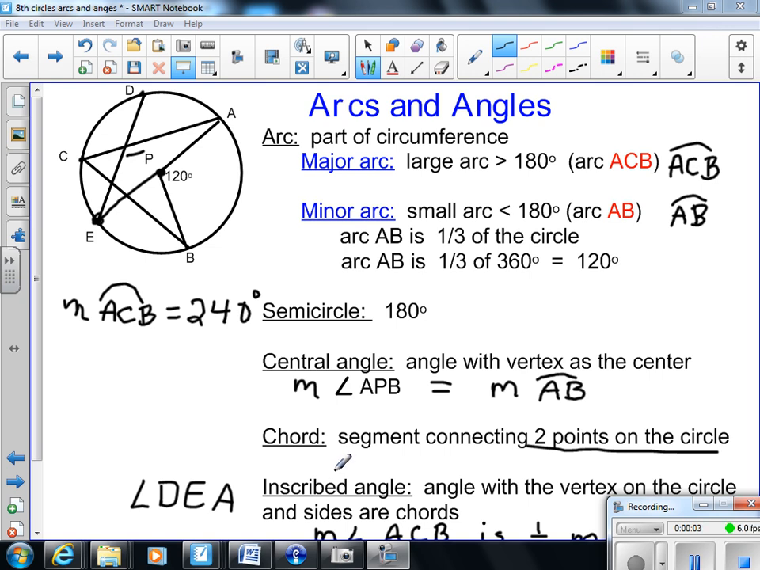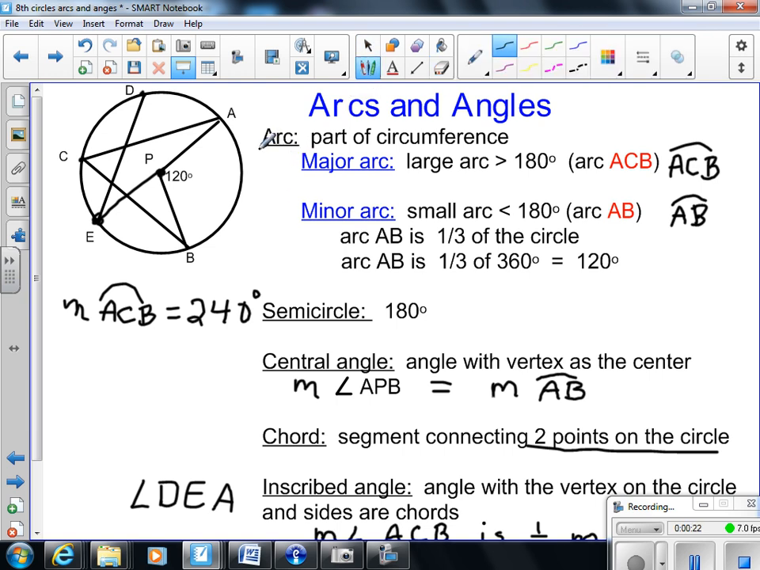Today in 8th grade, we're going to be looking at arcs and special angles. Now they all deal with a circle. So we're going to be taking a look at circles again today. Yesterday we went over circumference and area of circles. Today we're going to be looking at just some of the different arcs and angles that occur inside a circle.